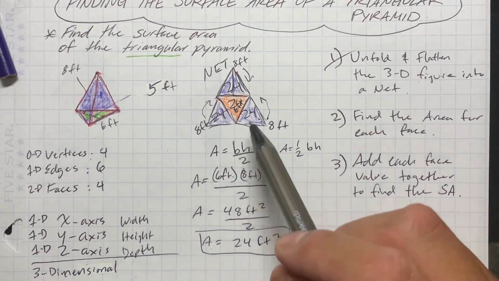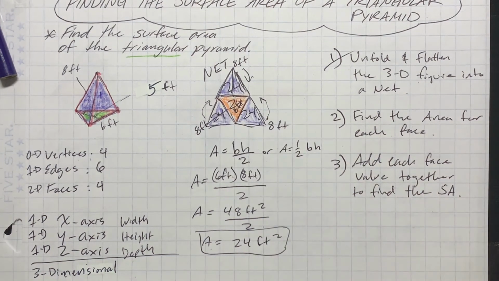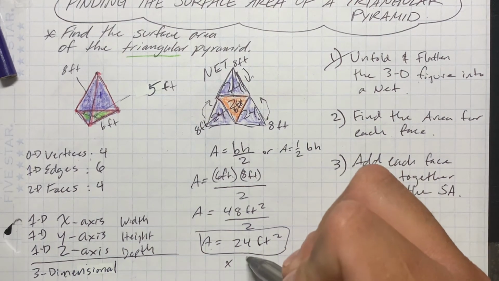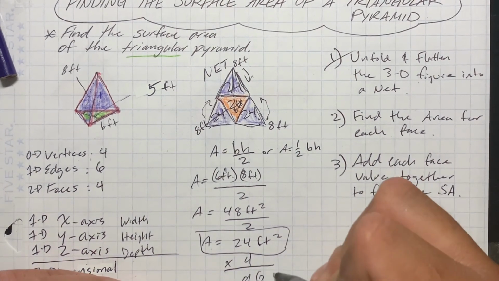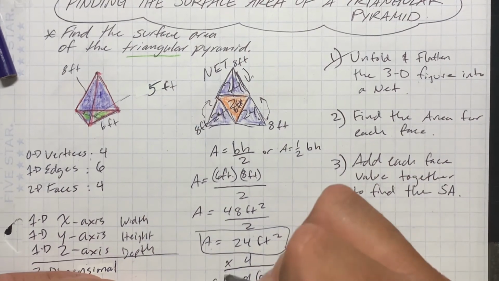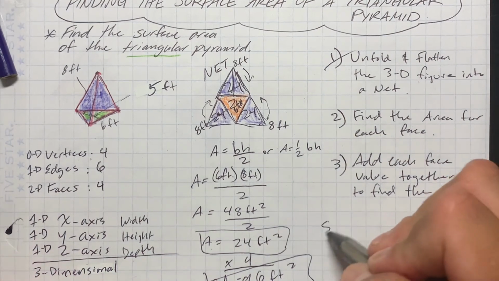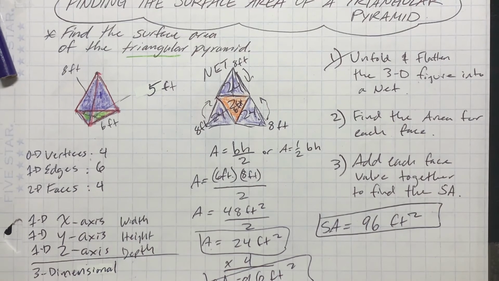Now, how many triangles do you have? You have 1, 2, 3, 4. 4 triangles. So you just multiply by 4. Okay, by 4. All right, and then 24 times 4. Let's see here. 24 times 4. Let's see. 96. This will be 96 feet squared. The surface area is 96 square feet. All right, there you guys go.